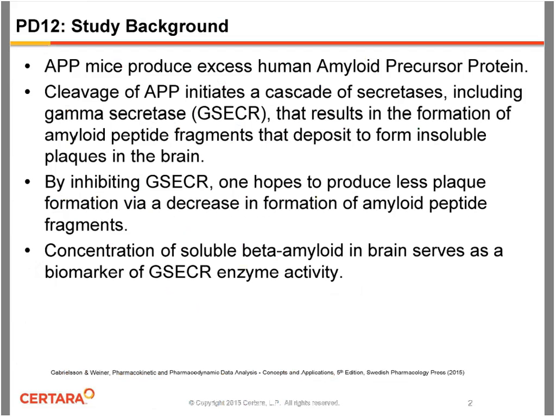So a bit about the background here. In the study background, and this is a study conducted in mice that produce excess human amyloid precursor protein, the cleavage of APP initiates a cascade of secretases, including gamma secretase, that results in the formation of amyloid peptide fragments that deposit to form insoluble plaques in the brain. By inhibiting gamma secretase, one hopes to produce less plaque formation by a decrease in formation of the amyloid peptide fragments. The concentration of soluble beta amyloid in the brain serves as a biomarker of gamma secretase enzyme activity.